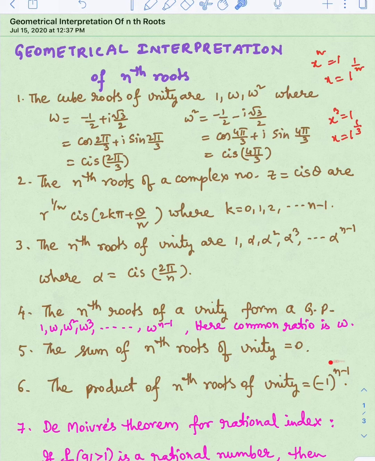Product of nth roots of unity is this formula: minus 1 whole power n minus 1. So when you multiply the cube roots, that is 1 into omega into omega square, omega cube will become minus 1 power 3 minus 1, minus 1 power 2, that is minus 1 whole square, which means plus 1, since omega cube is 1. We will use them in our exercise problems.